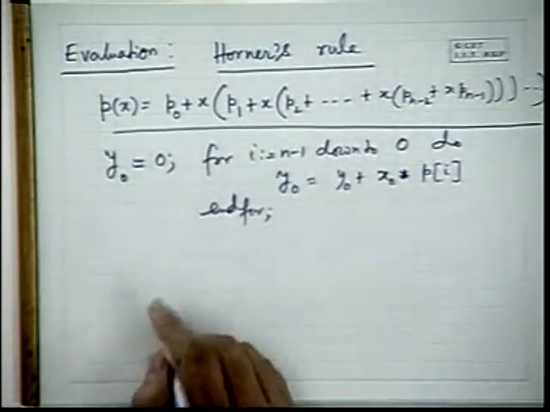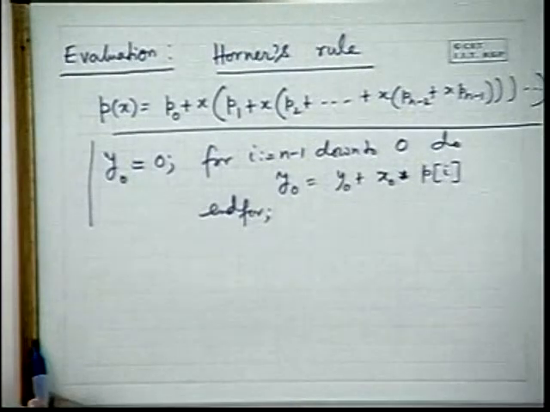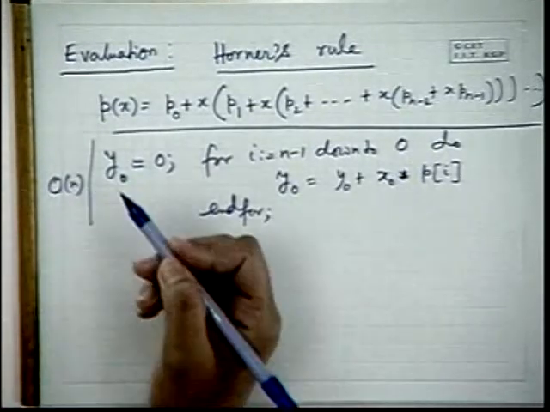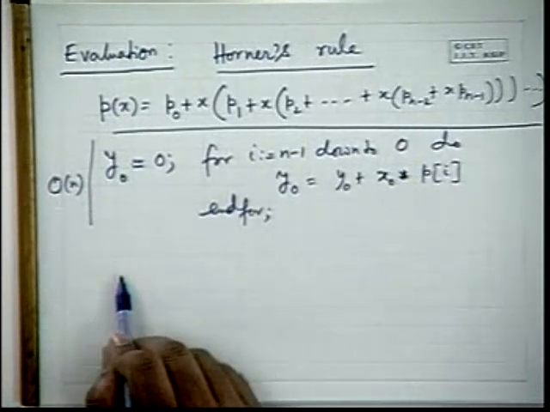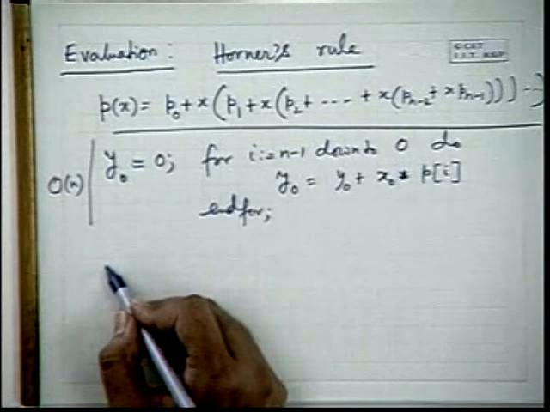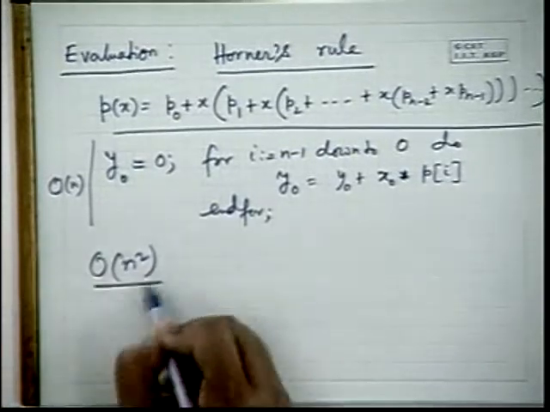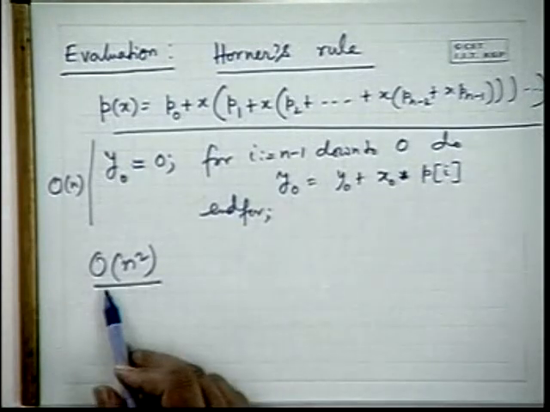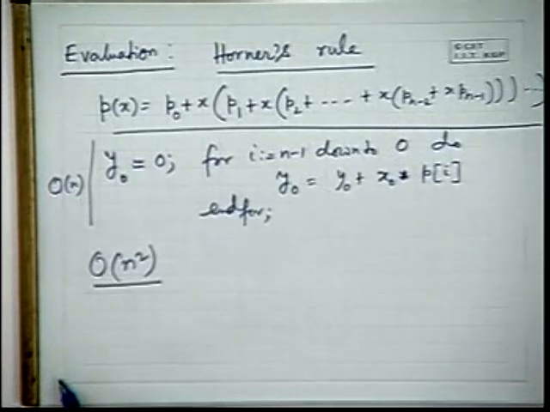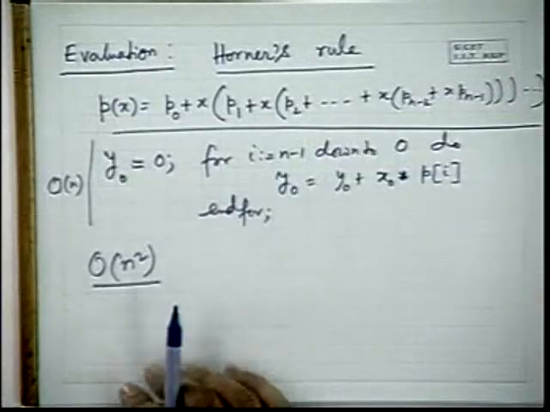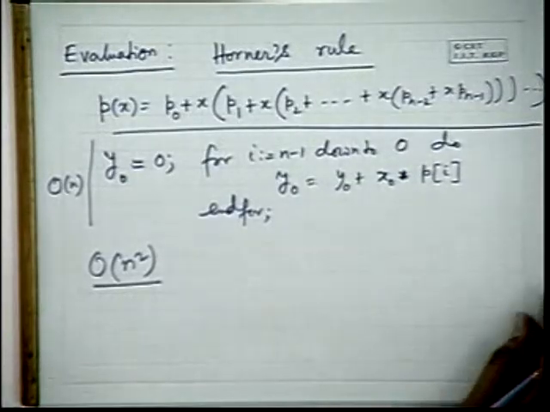So how much time does this take to compute? This is order of n. So suppose you want to get the n point value representation, how much time will it take? Order of n square. So finding the n point value representation will take order of n square time. But we will see even this can be reduced later using the same technique.